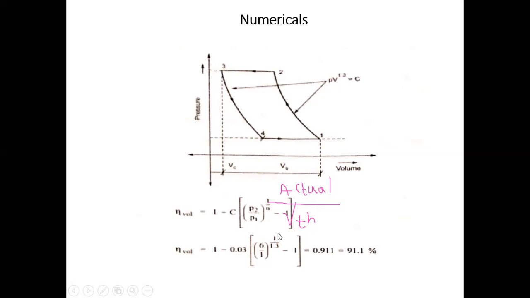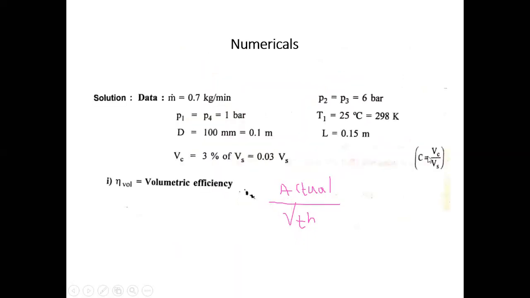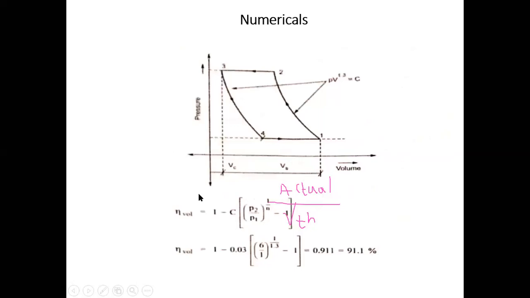But in this case, as the value of C, that is the clearance ratio, is known to us, that is 0.03, we can use this formula: 1 minus C into (P2 by P1) raised to 1 upon n, minus 1. As the volumetric efficiency formula is this, you can put all the values into the volumetric efficiency formula.